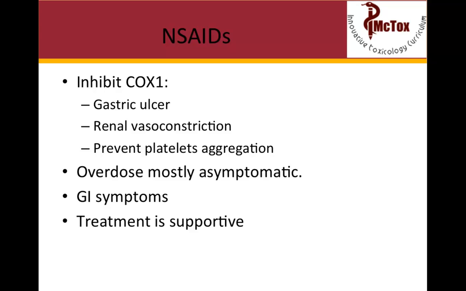NSAID overdose is usually not serious. Most are asymptomatic or cause only minor CNS or GI disturbances. However, NSAID overdose can cause severe GI bleeding and renal impairment. The treatment is usually supportive and there is no specific antidote.